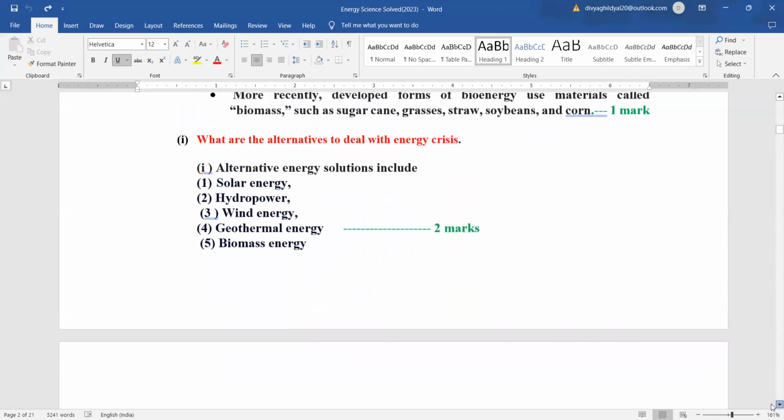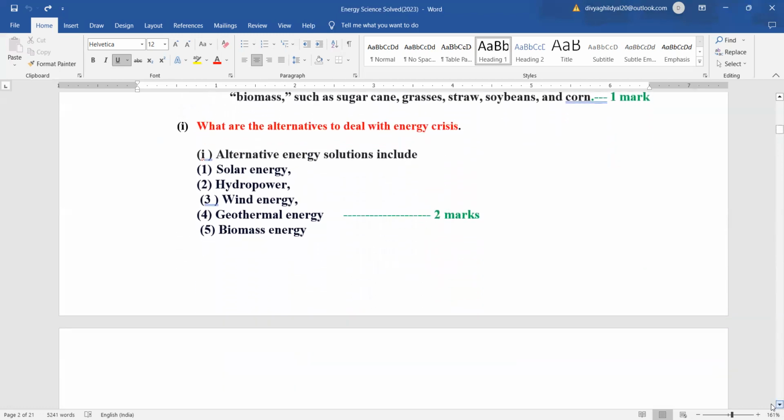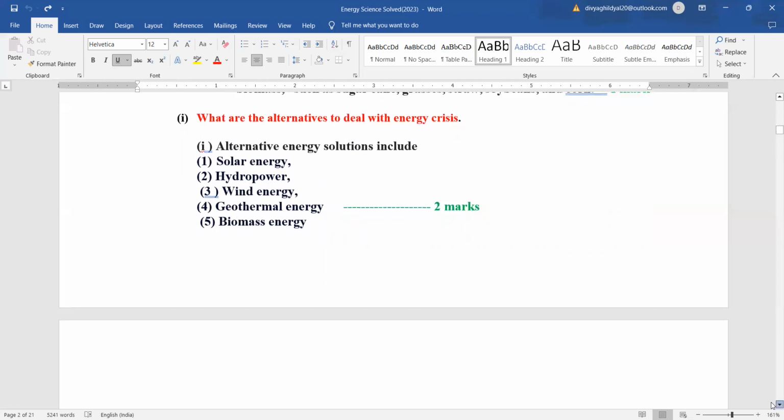What are the alternatives to deal with energy crisis? Energy crisis can be dealt with the help of solar energy, like solar power panels, etc., hydropower, wind energy, wind turbines, etc., which are used to generate energy, geothermal, and biomass energy.